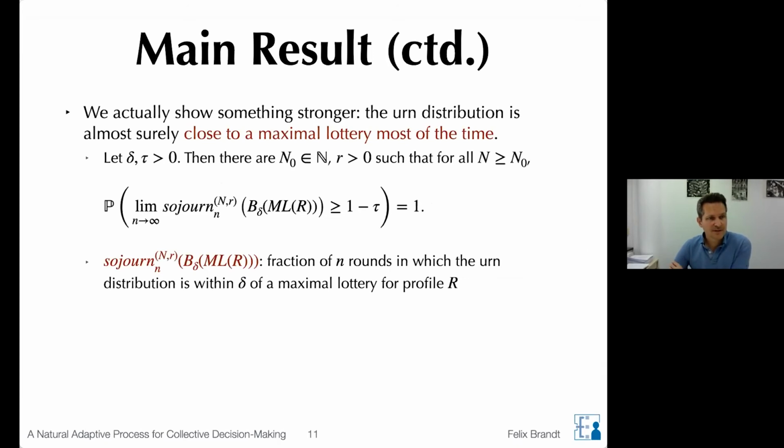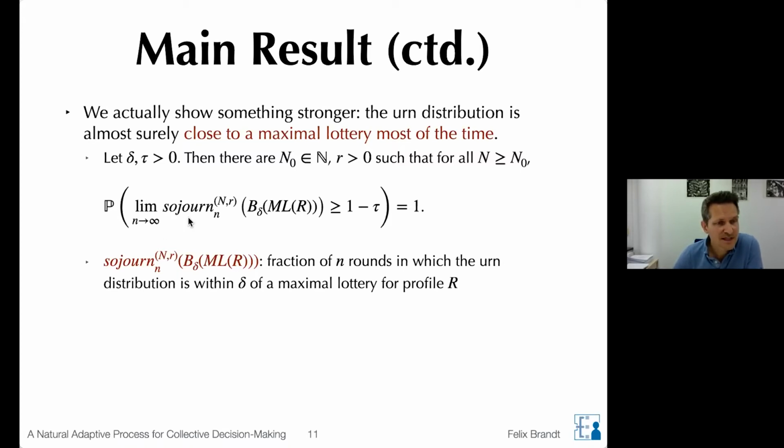In order to state this, we need the so-called sojourn time. For this random variable X that I introduced on the previous slide, we are now defining the sojourn time. The sojourn time is the fraction of n rounds, if we are running this process for a finite number of n rounds, in which the urn distribution is within a delta neighborhood of a maximal lottery. So the sojourn time is a number between 0 and 1 that says for which fraction of rounds we are actually close to a maximal lottery.